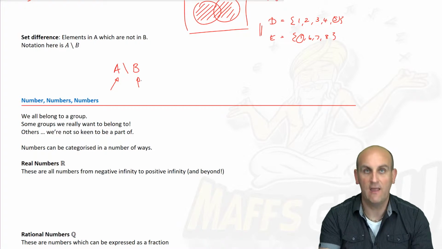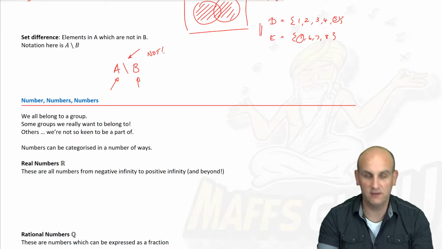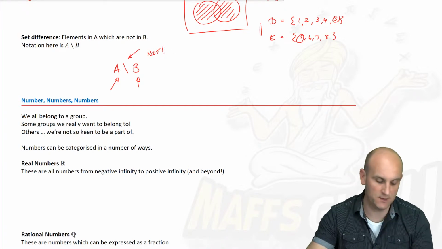So the elements in A and not in B. Now, realistically speaking, the word here, not, is really, really important. Why? We'll come to that in just a moment.